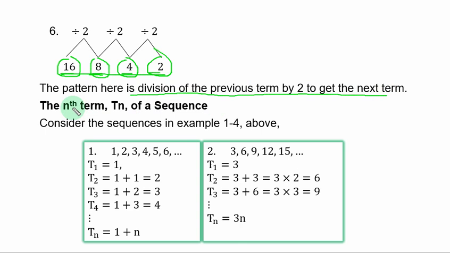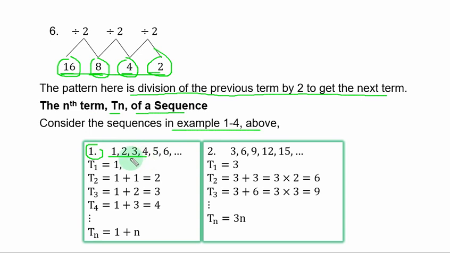Next, we shall discuss the nth term denoted by T sub n of a sequence. This term is like a formula that helps you to generate other terms in the given sequence. Consider the sequences in example 1 to 4 above. You have the first example. We want to get the nth term of the sequence.